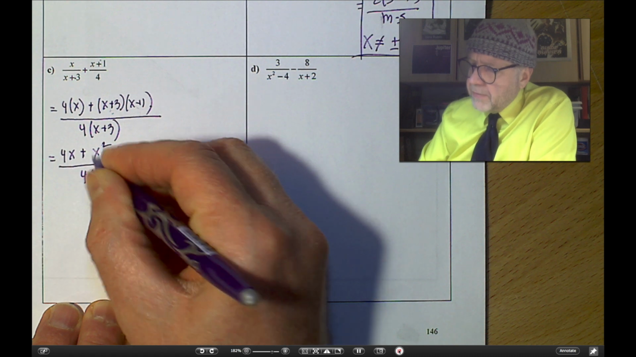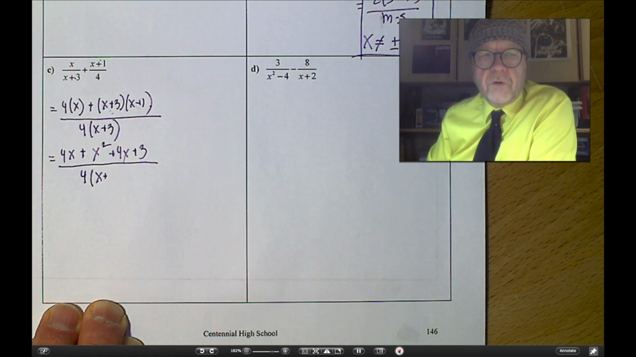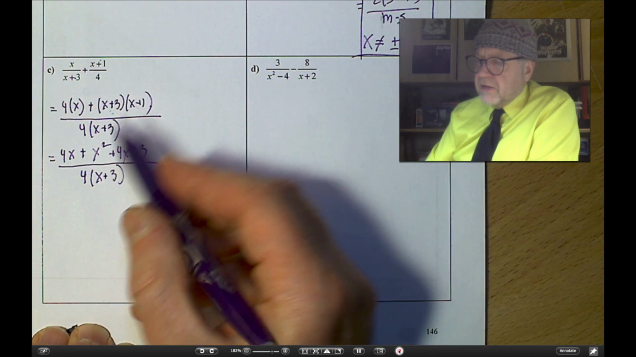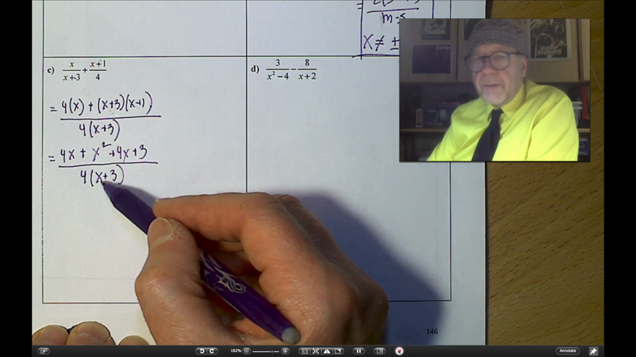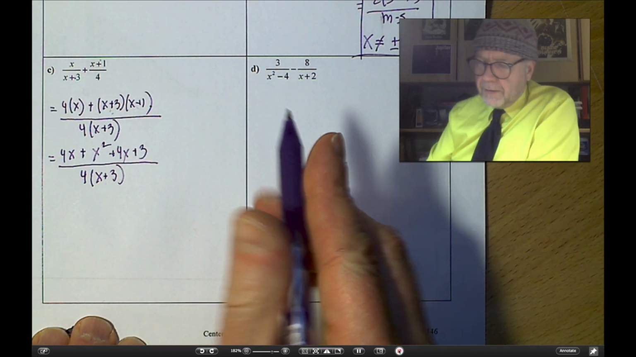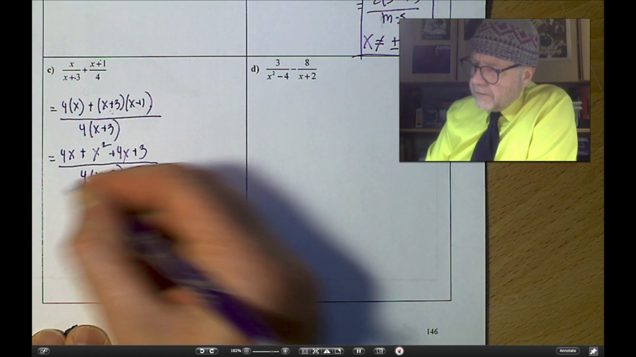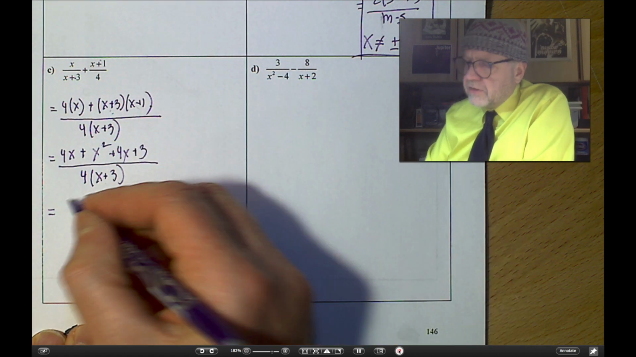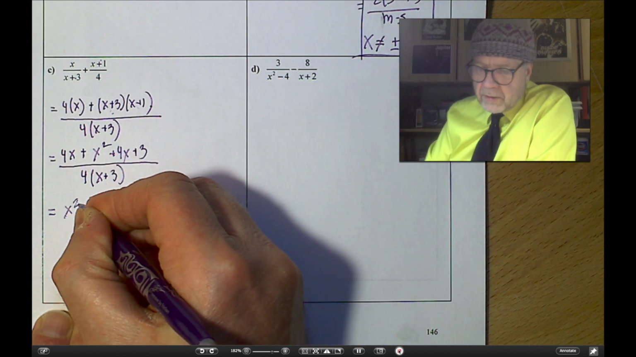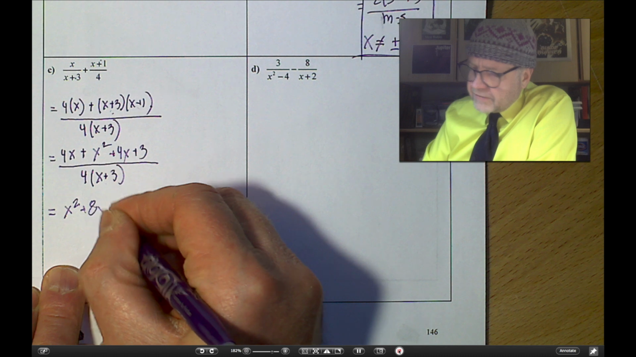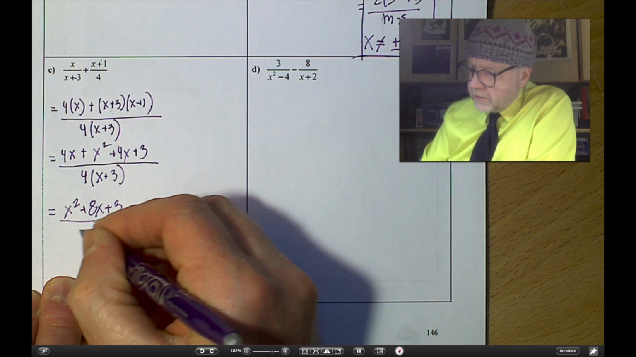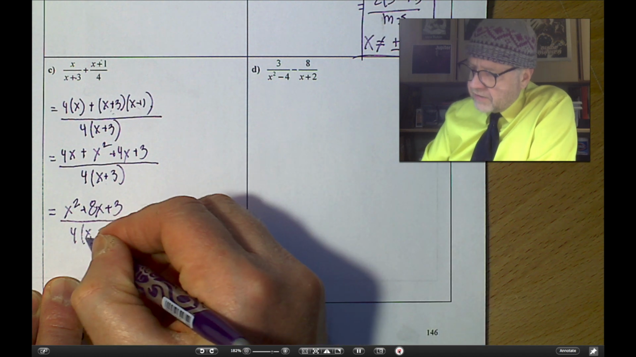Now I'm not going to expand the 4 times x plus 3 on the bottom for a moment, just to show you, because maybe we'll be able to factor that 4 out, or maybe we'll be able to factor that x plus 3 out. Wouldn't that be nifty and nice? Well, let's go see what we have going here. When I combine like terms and then rearrange my trinomial, I'm going to get x squared plus 8x plus 3, it looks like, all over 4 times x plus 3.